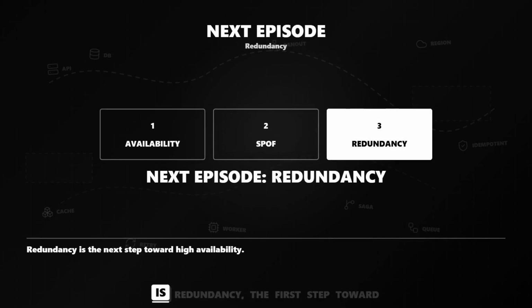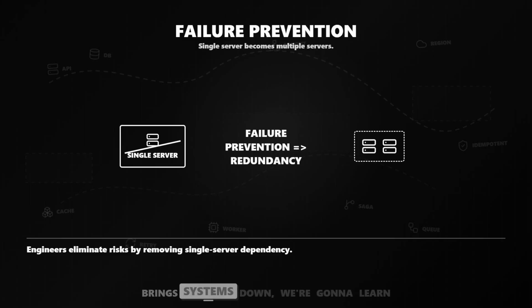Next up in our explainer series is redundancy, the first step toward high availability. Now that we understand exactly what brings systems down, we're going to learn how engineers eliminate those risks.